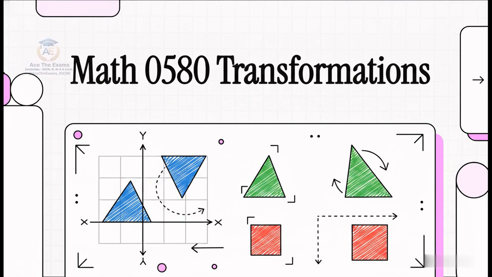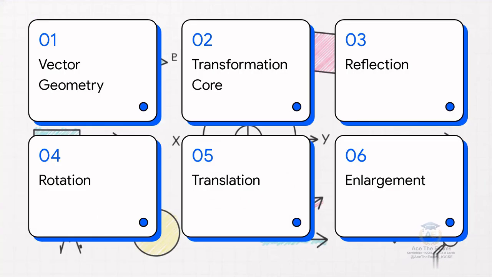Look, if you've ever bled marks on an exam because your descriptions of movements just weren't precise enough, or you kind of panicked trying to find a center of enlargement, well, you're in the right place. This is the exact blueprint you need. We're going to decode exactly what those examiners are hunting for in every single transformation type. Okay, let's dive into this.